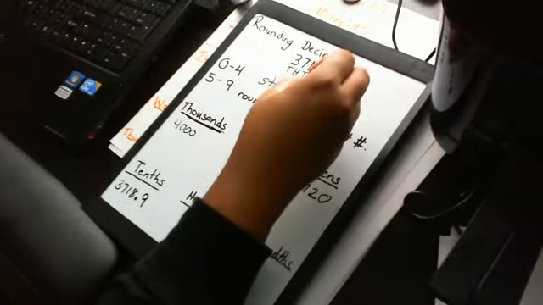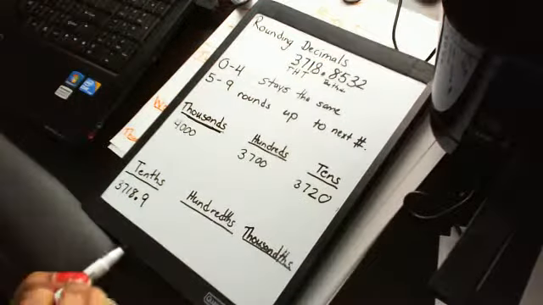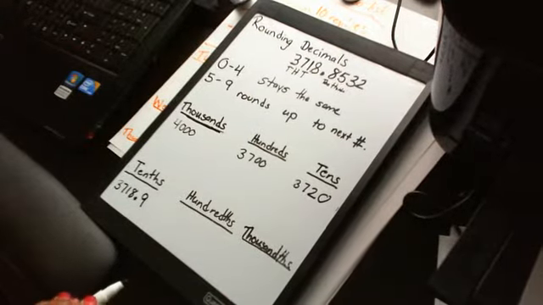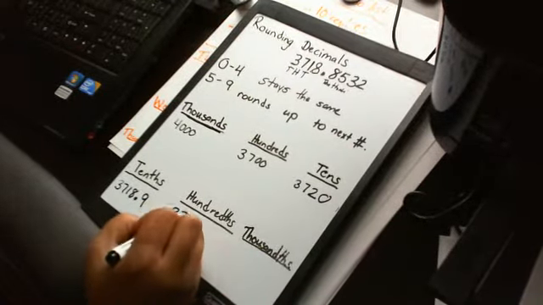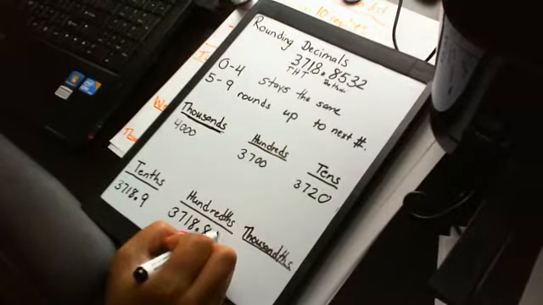Now we're ready to move to our hundredths place. And the number after our hundredths place is 3. And 3 means it stays the same. So I write 3718.85.